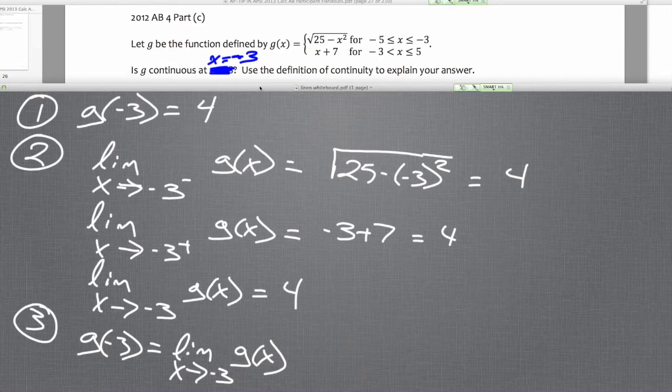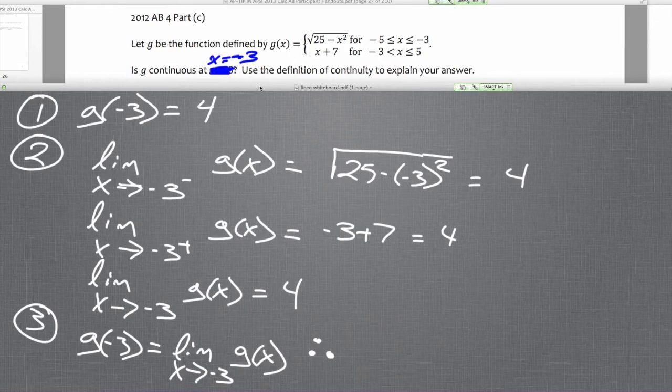Now I need to end with a statement. What should my statement be? It is continuous. Because right now I've shown what's necessary to prove it, but I haven't said what I've done. So here's what we do. And third hour didn't know what this symbol meant. Do you guys know what 3 dots in a triangle means?